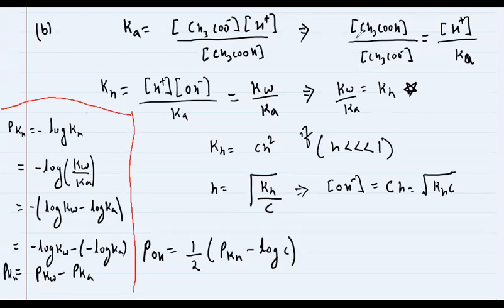Right, everyone? Okay. So if you put the value over here, what will we get? We will get pOH is equal to half pKw minus pKa minus log C. Anyone have any issue till this point?